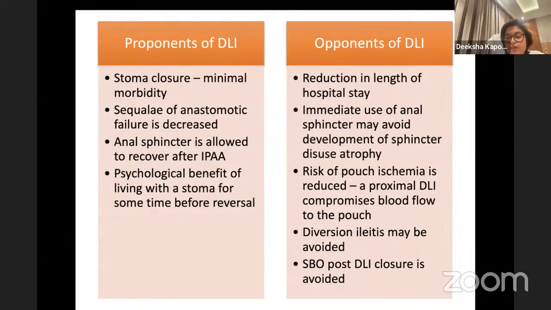But let's understand why we want to avoid a diversion stoma. So there are some surgeons or some groups who will support the presence of a diversion stoma with a pouch. That is, if you do a stoma, you avoid a major morbidity. The consequence of an anastomotic failure or an anastomotic leak decreases. This was very well covered by Dr. Varshney. The anal sphincter is allowed to recover after a fresh surgery. So that is also supposedly beneficial. And one of the very important factors which I feel is relevant is that there is a psychological benefit of living with the stoma for some time before reversal.